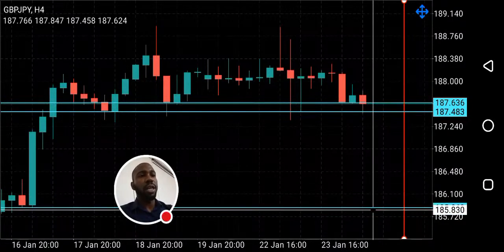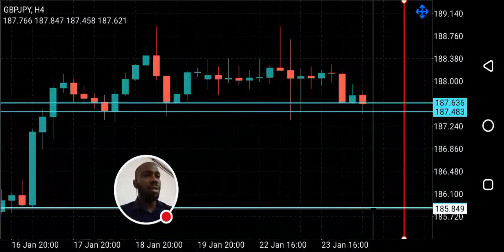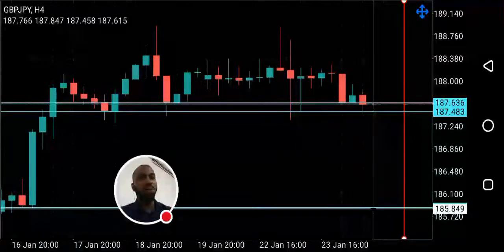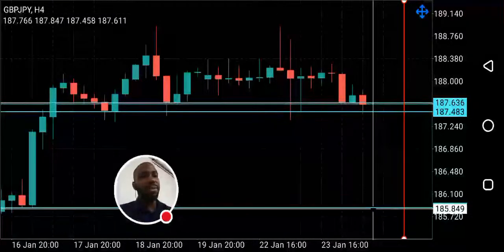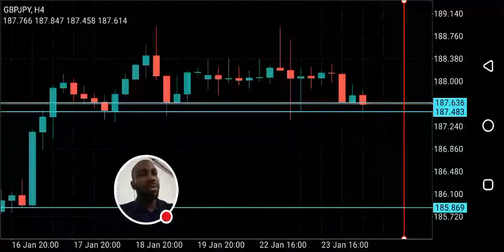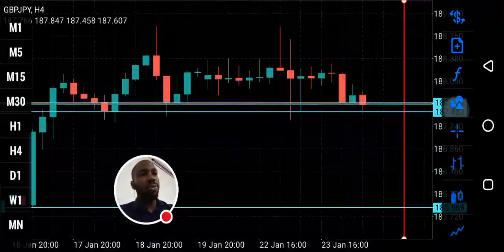And this could be your target. Okay, this is 185.84. That's about some 160 pip profit. So if your profit target is 160 pips, you could risk between 50 and 60 pips on the trade.